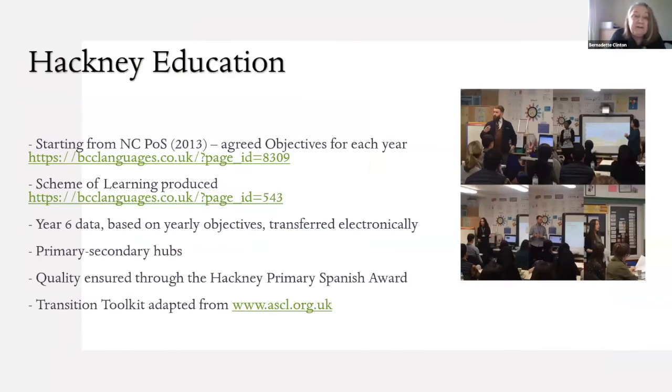Okay, so things that we do in order to try and bridge that gap and make those links. I said to you earlier, we start from the National Curriculum Programme of Study, and we've developed objectives for each year. So the secondaries know what those objectives are. For example, last week we had our transition meeting with the secondaries. There were over 40 teachers there from primary and secondary, and we were going through the objectives and what they meant. And so the secondaries are very aware of our Year 6 objectives and what the children have been doing.